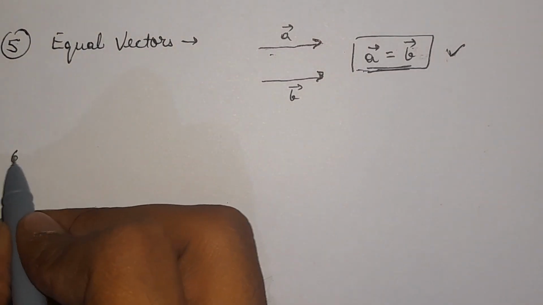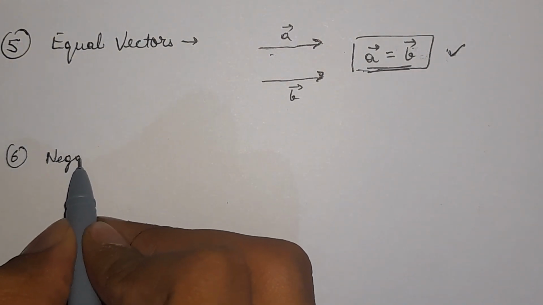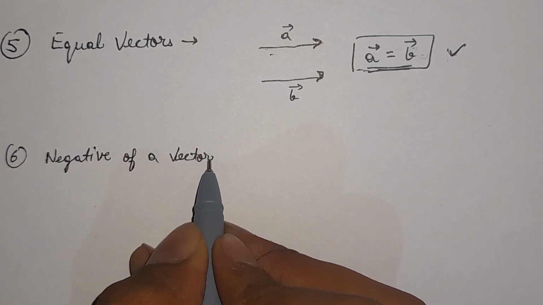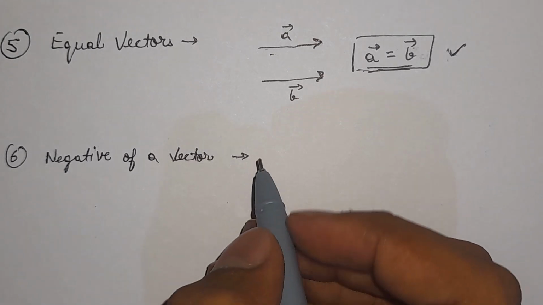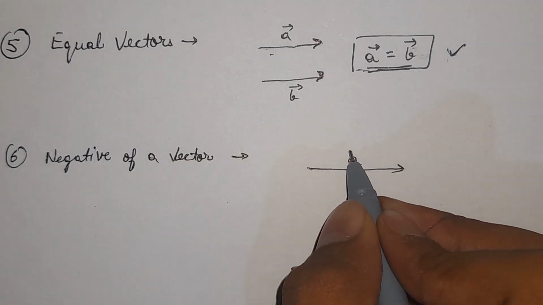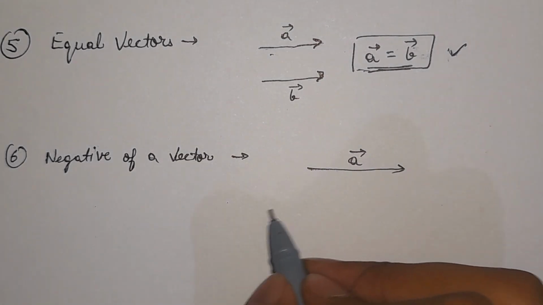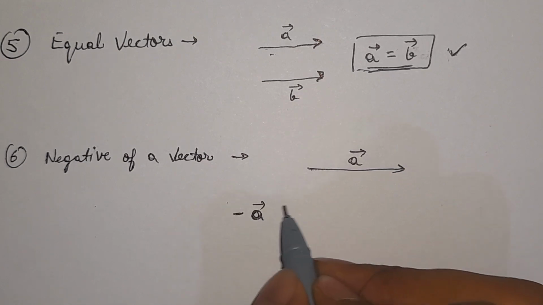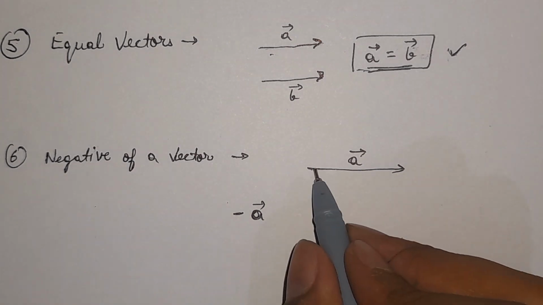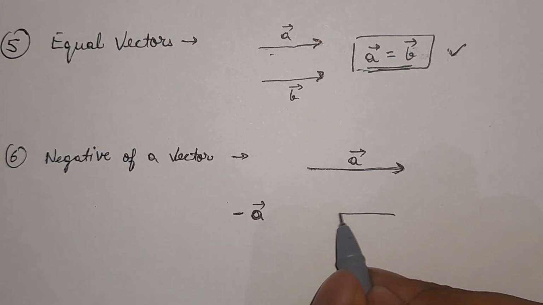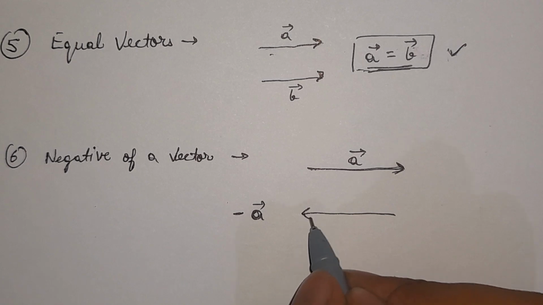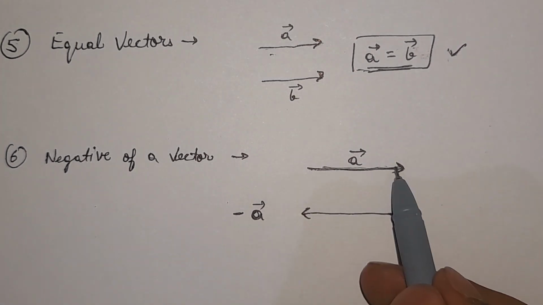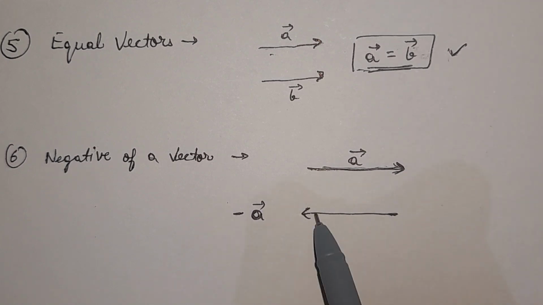Sixth is negative of a vector. How can we find the negative of a vector? Let's consider this is vector a, and if I write minus a vector, then its direction will be reversed. If it is going in this direction, it will go in the opposite direction. Its magnitude will remain the same, but its direction gets reversed. If it is going to the right-hand side, then minus a will go to the left-hand side.